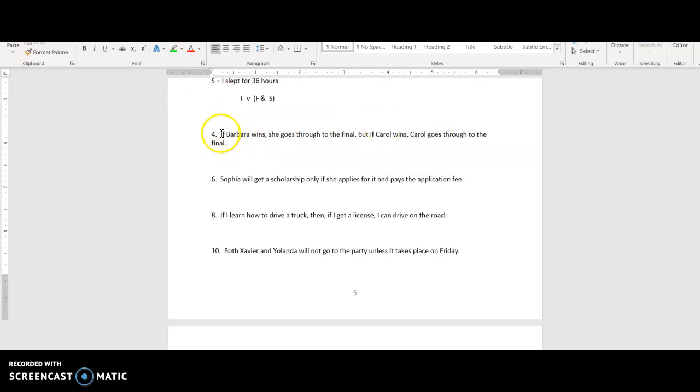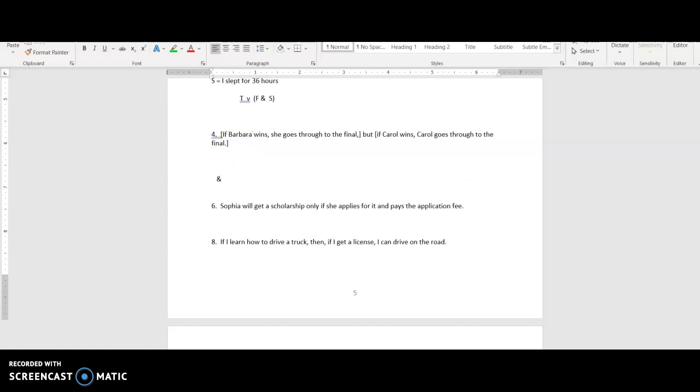It's two conditional sentences. If Barbara wins, she goes through to the final, but, right, if Carol wins, Carol goes through the final. So it's two conditional sentences connected with but, or a conjunction, right? So again, our main operator is going to be the conjunction. Use the ampersand for conjunction when you're typing on a keyboard. So now the left conjunct is going to be everything that comes before the but. The right conjunct is going to be everything that comes after the but, right?